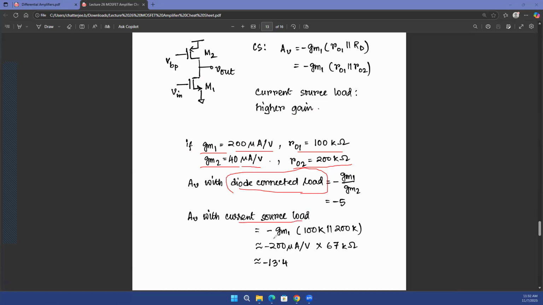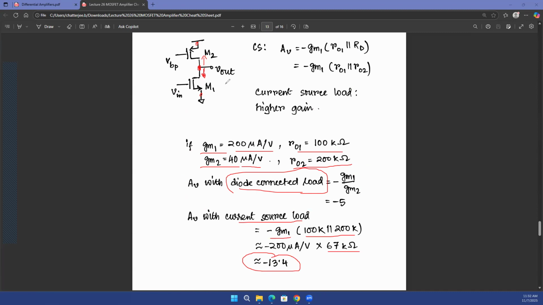With current source load, you'll get a gain of minus gm multiplied with Rout. What is Rout? The resistance at the output terminal. Looking down, you see RO of transistor M1. Looking up, you'll see RO of transistor M2. Those two are coming in parallel because this is AC. So looking down, you're seeing the resistance between this terminal and ground. Looking up, you're seeing the resistance between the drain terminal and the source terminal of the MOSFET, which is also AC ground. So that's why we say that RO1 is in parallel with RO2, 100K in parallel with 200K, that's 67K. That multiplication gives you a gain of 13.4, which is significantly larger than 5.